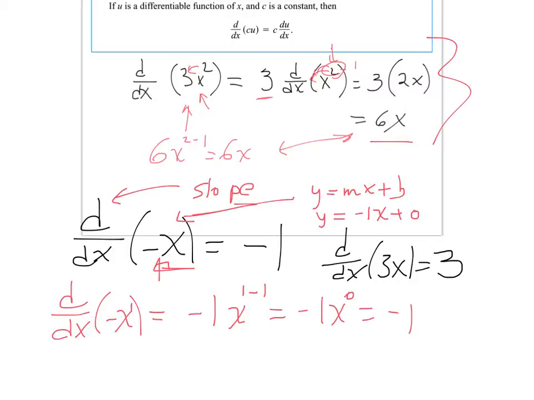All right, so in other words, all you do is just look at that, because that's the slope. This is my function, y equals 3x, a linear function.